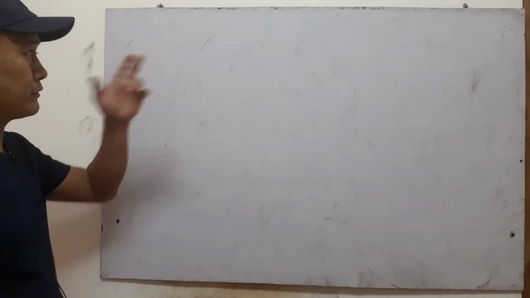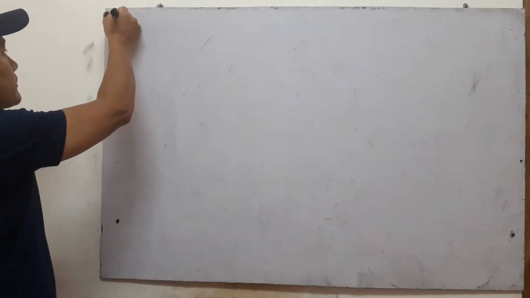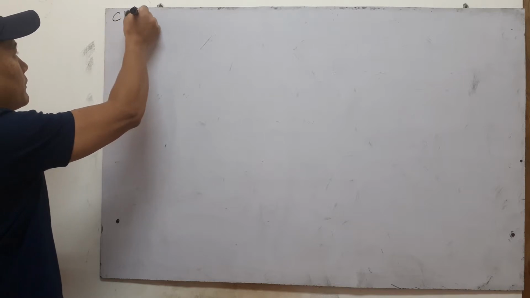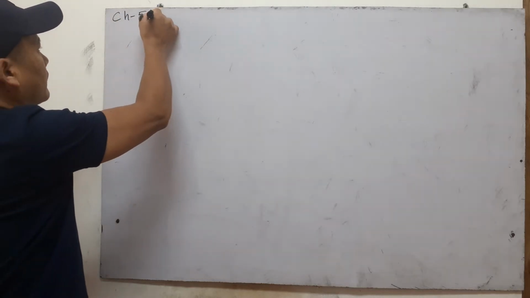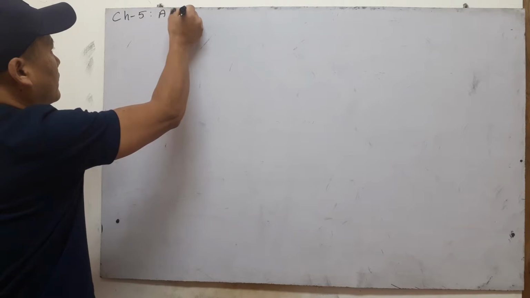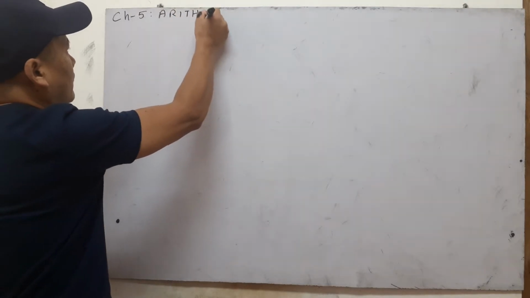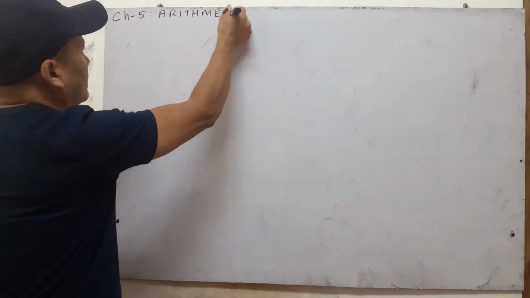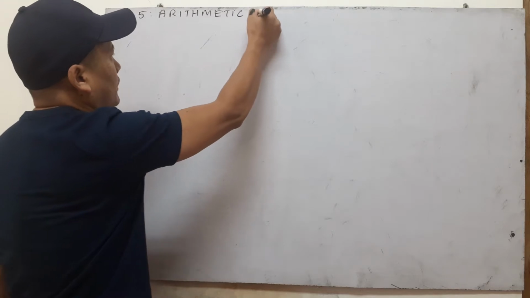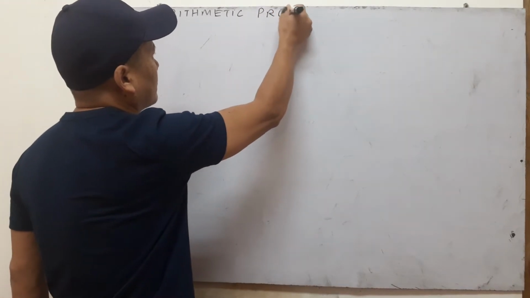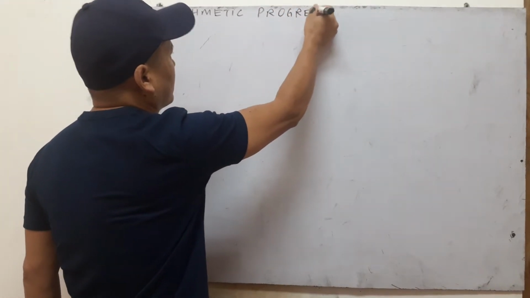Okay, so in this class we'll start a new chapter. That is your chapter 5. You can write down along with me: arithmetic progression.